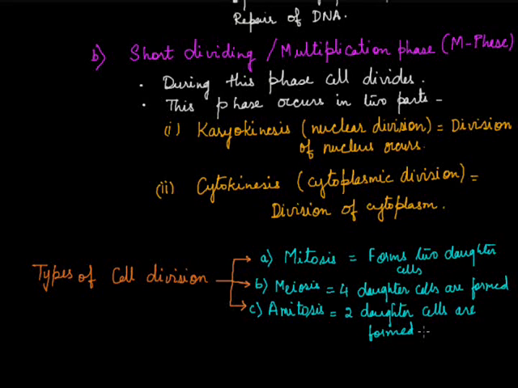Besides the difference between the number of daughter cells formed, there are some other differences also between mitosis, meiosis and amitosis, that we are going to discuss in detail in the later lectures.